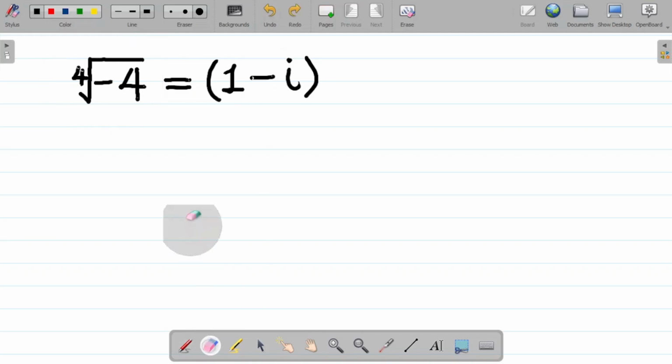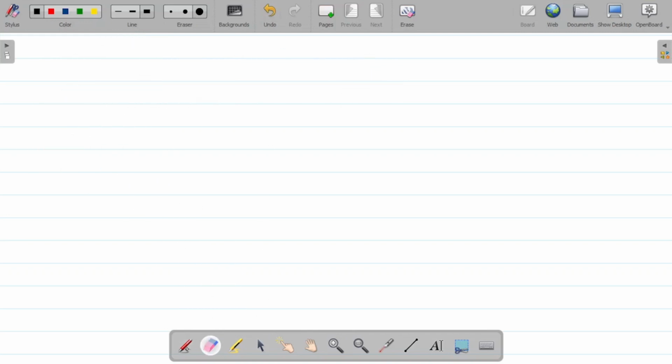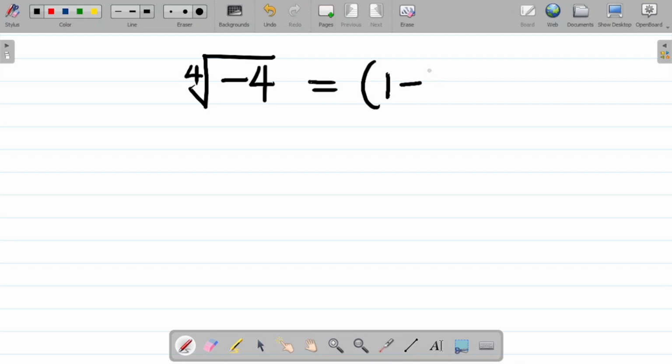So how do you solve this question? All right, so I'll just take this question there. So I'm asked to show that the fourth root of minus 4, the fourth root, so this means fourth root, okay? The fourth root of minus 4, let me write this clearly. All right, fourth root of minus 4 is equal to 1 minus I. All right, so we have this. All right, so how do we solve this?